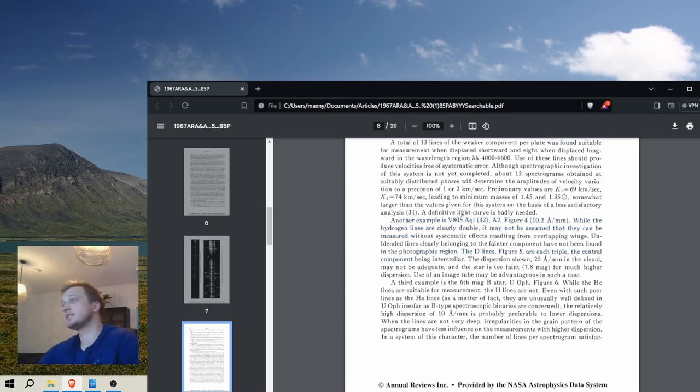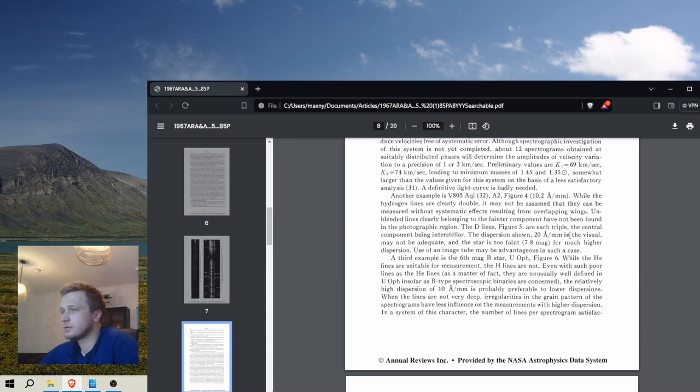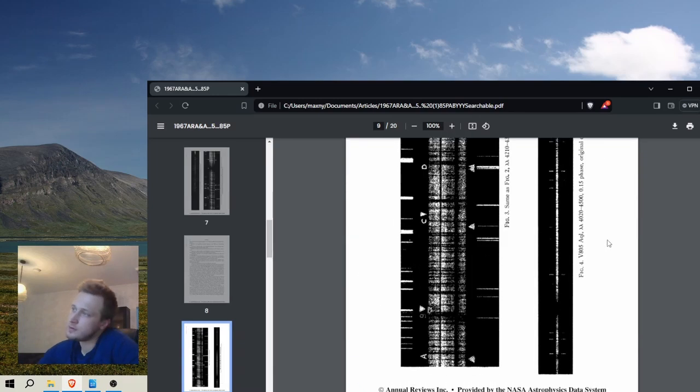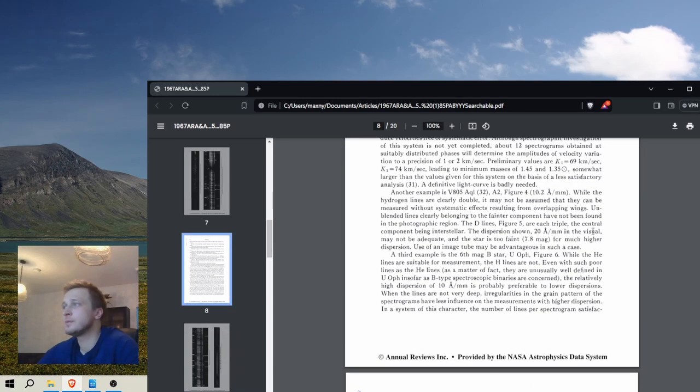Another example is V805 Aql A2, figure 4, temperature. Here. Okay, so more measurements.